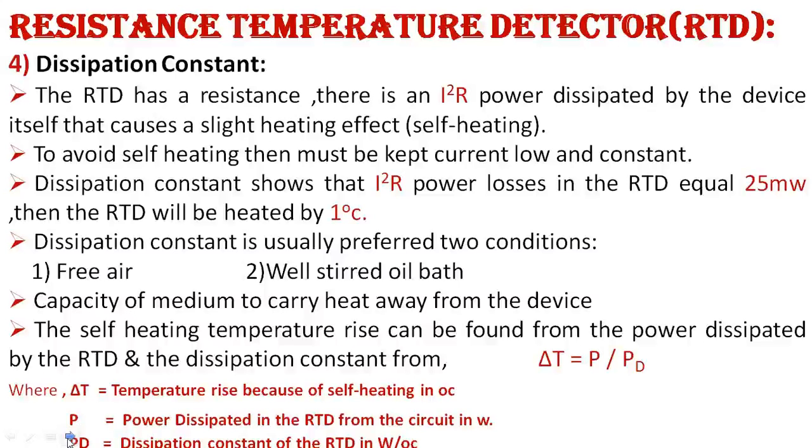The dissipation constant is usually specified for two conditions: first, free air, and second, a well-stirred oil bath. It reflects the capacity of the medium to carry heat away from the device. The self-heating temperature rise can be found from the power dissipated by the RTD and the dissipation constant: ΔT = P/PD, where ΔT is the temperature rise because of self-heating in degrees Celsius, P is the power dissipated in the RTD from the circuit in watts, and PD is the dissipation constant of the RTD in watts per degree Celsius.